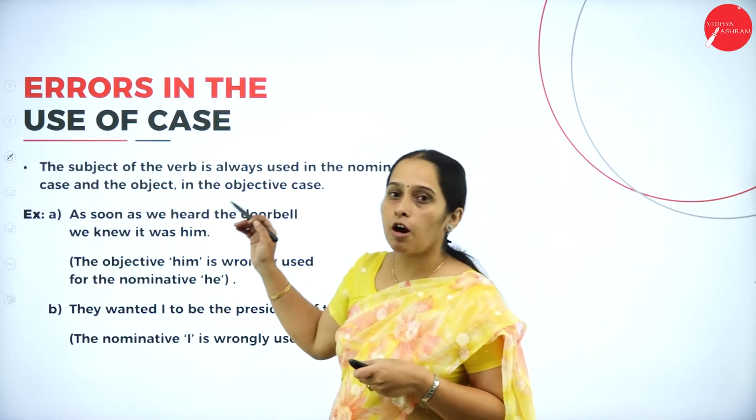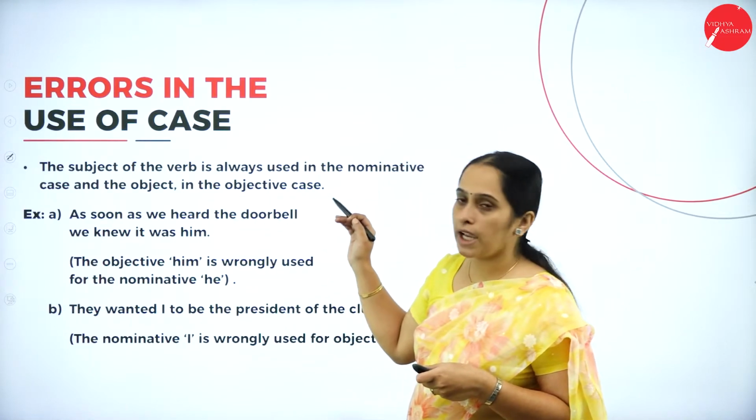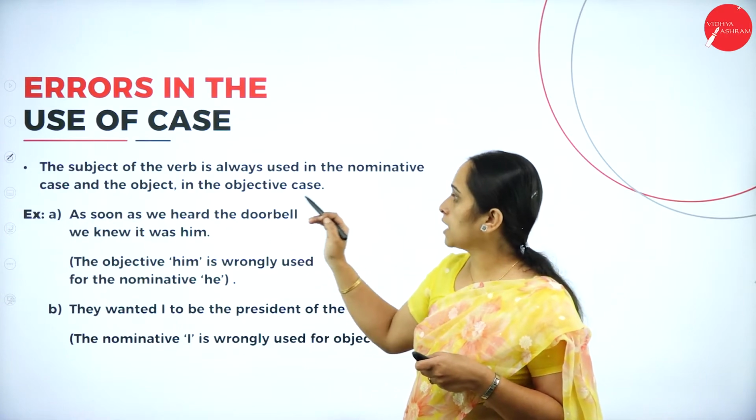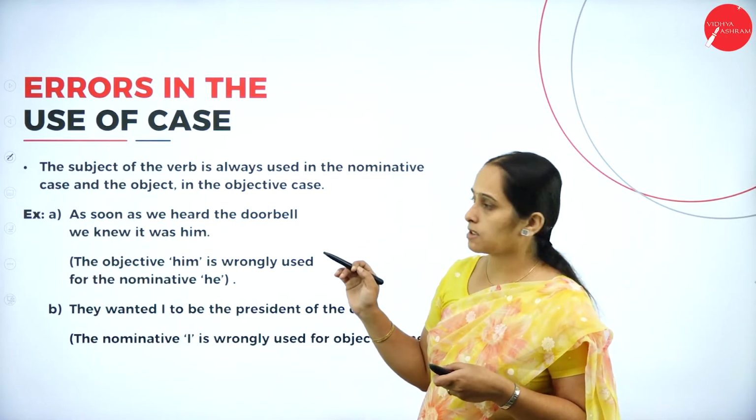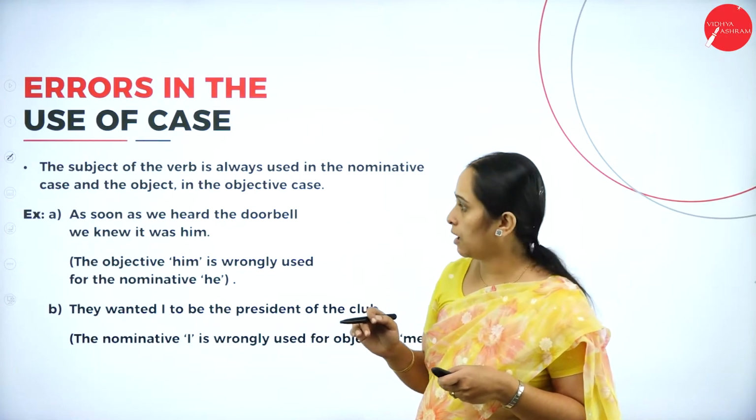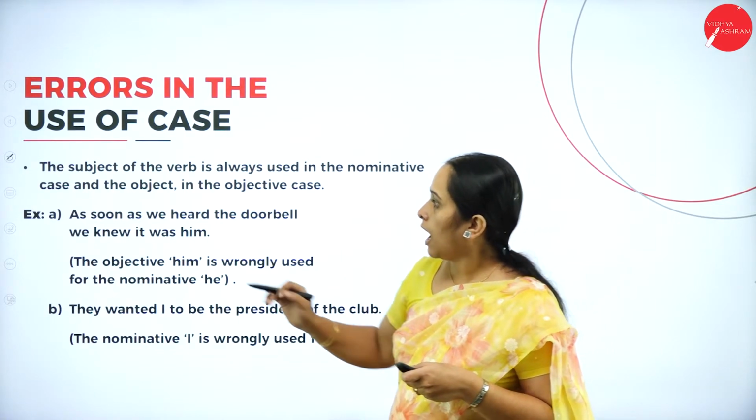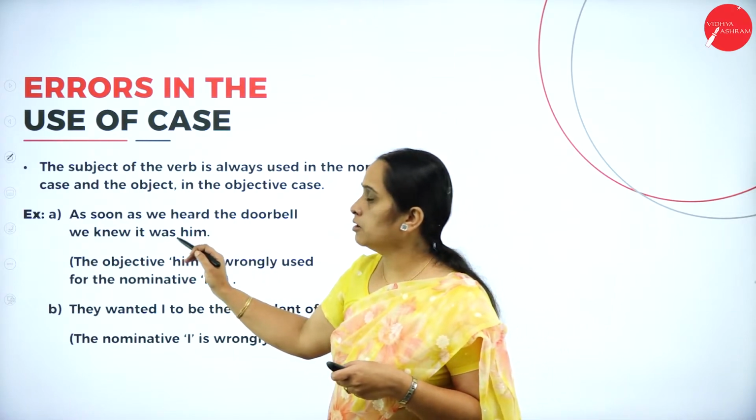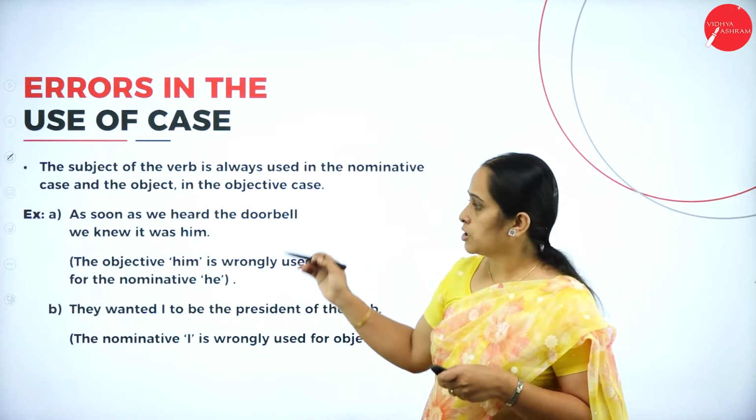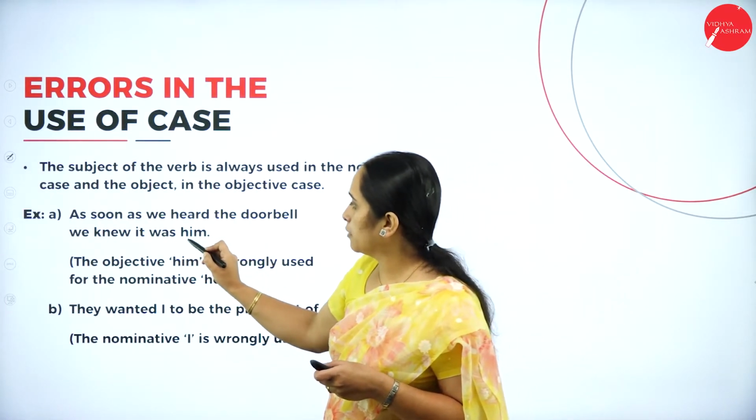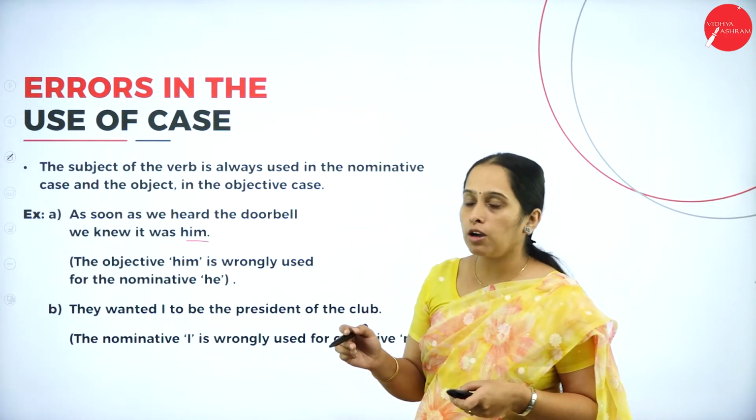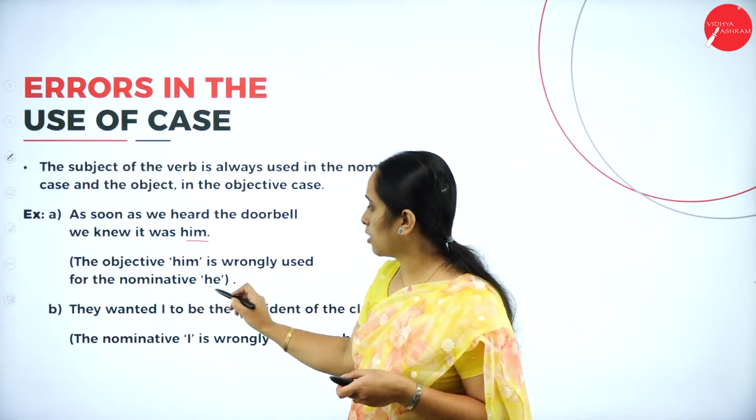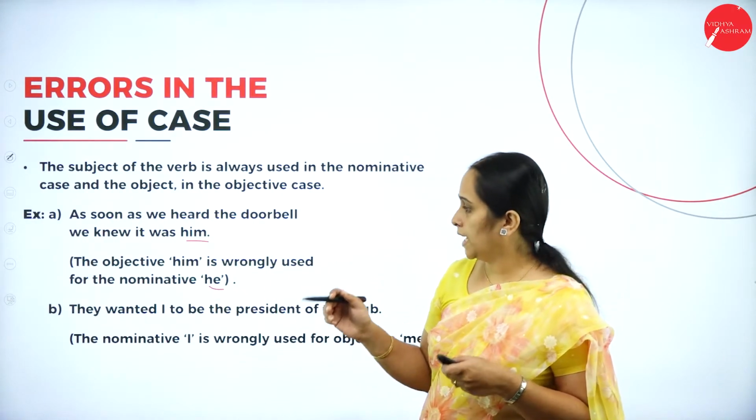Errors in the use of case, that is nominative case and objective case. The subject of the verb is always used in the nominative case and the object in the objective case. Let's look into the example. As soon as we heard the doorbell, we knew it was him. Here the objective him is wrongly used for the nominative he. Instead of he, we have used him.